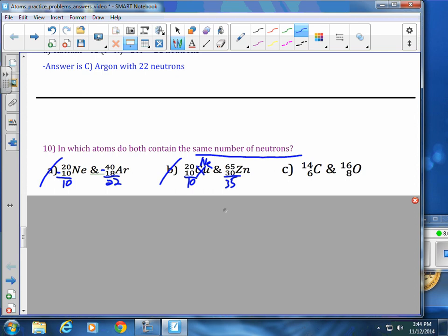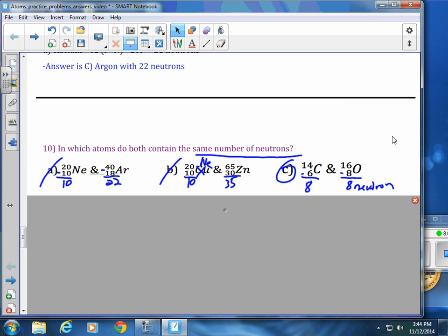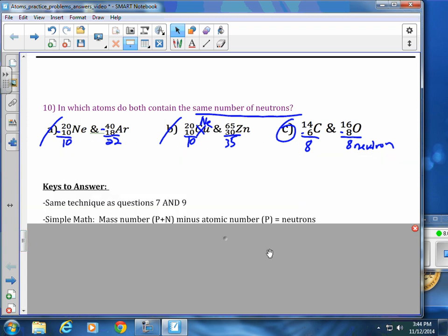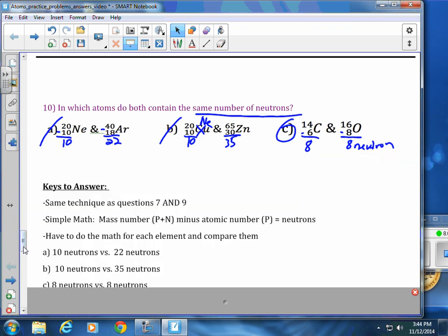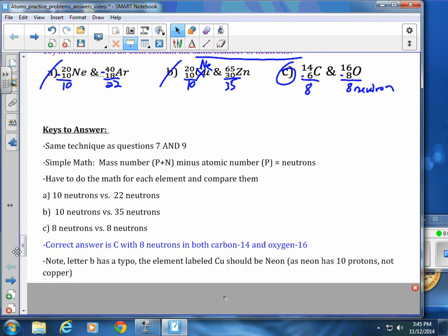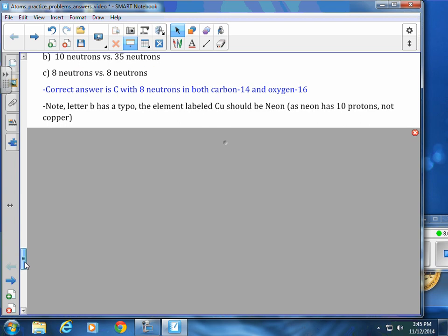And then if you go along here, 14 minus 6 is 8. So this is carbon 14. And oxygen 16. 16 minus 8 is 8 neutrons. Okay, so C is the correct answer. It's the only one where both atoms have the same number of neutrons. They're not isotopes of each other because they're different elements, but both have the same number of neutrons. Alright, and again, all of this is explained slowly in words if you would like to read it over. Okay, and then now we're on number 11.